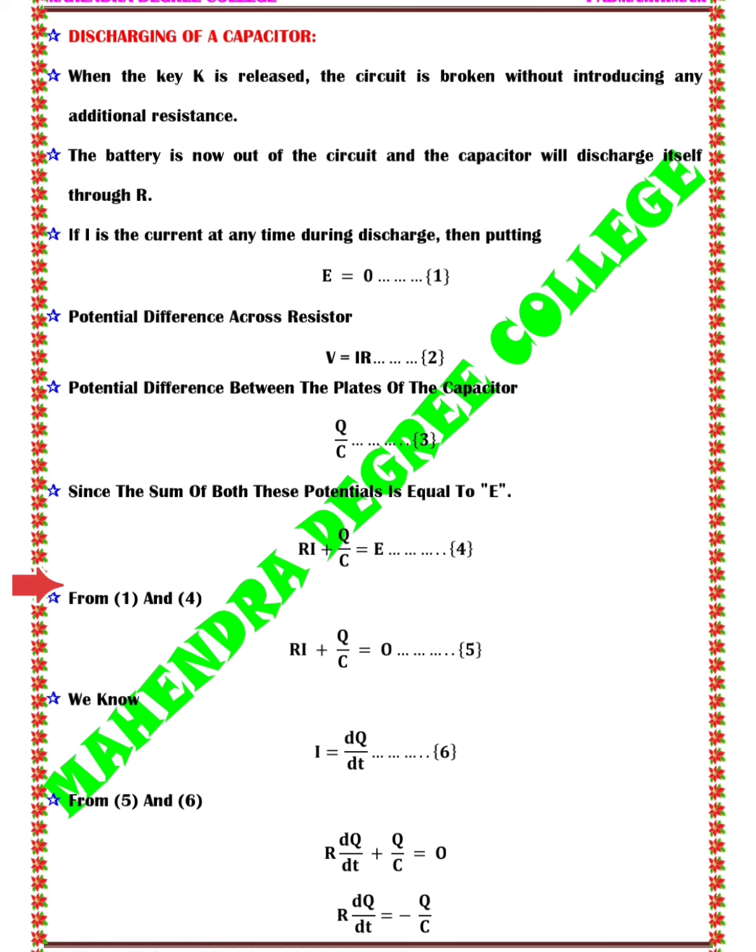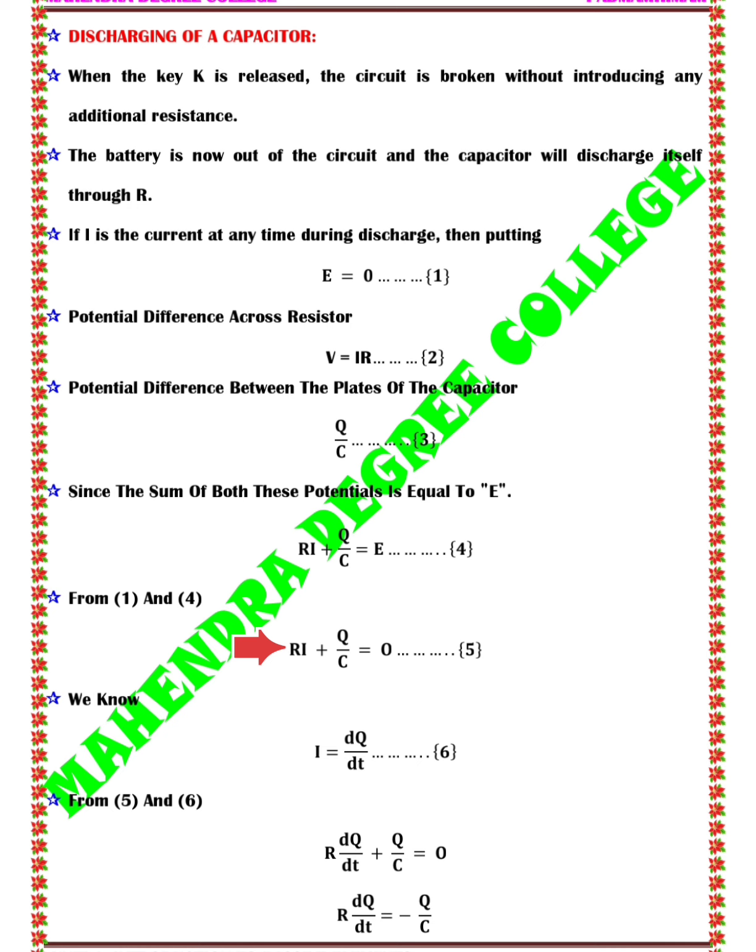From equations 1 and 4, simply substitute the value of E in equation number 4. We get Ri plus Q by C equals E, meaning 0. Finally, Ri plus Q by C equals 0. This is equation number 5.